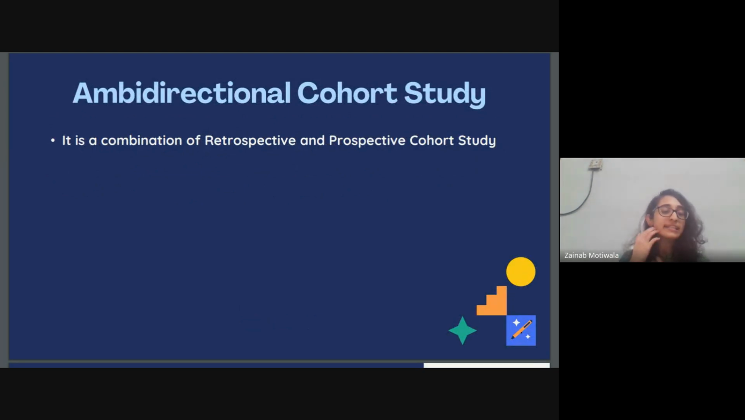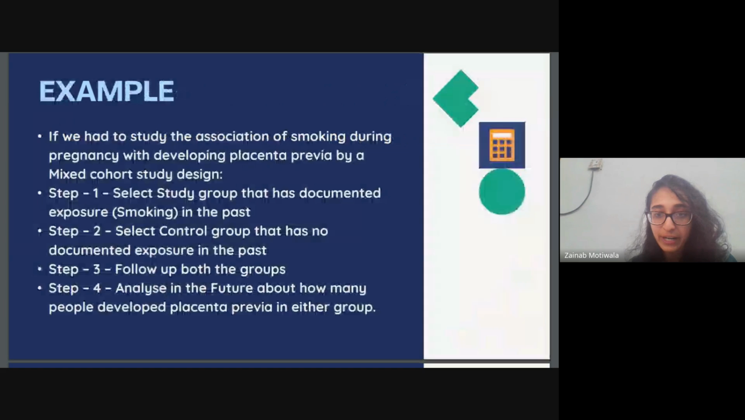Now, what is an ambidirectional cohort? As we mentioned, both prospective and retrospective study designs have certain pros versus cons. So a best case scenario would be a situation where we can get the best of both worlds. So this is a combination of retrospective and prospective study.